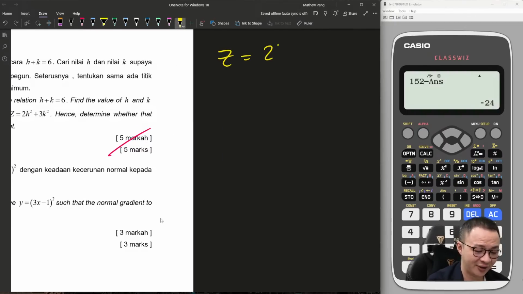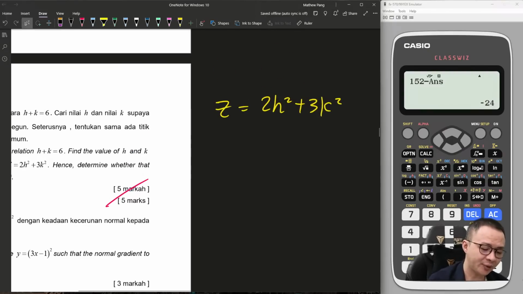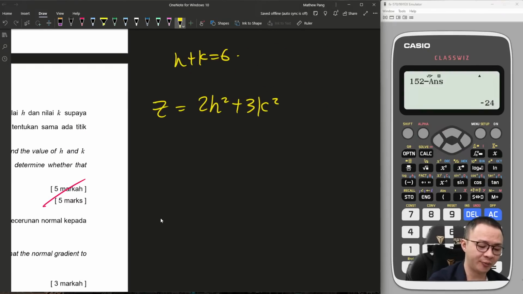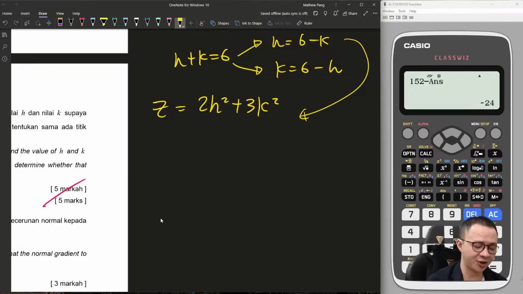So what we want to do is a substitution here. We got an equation H plus K equals 6, right? So okay, we make H the subject first. So it's 6 minus K, right? Then later we will make K the subject, 6 minus H. One by one. Okay, so we sub the first equation into here first.